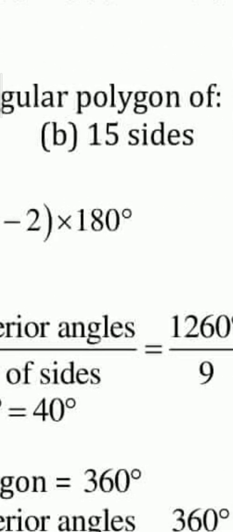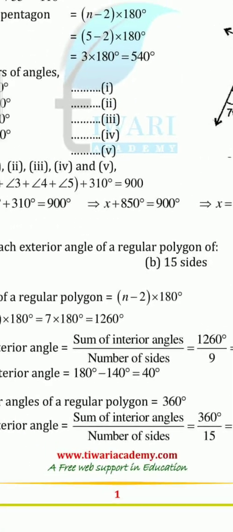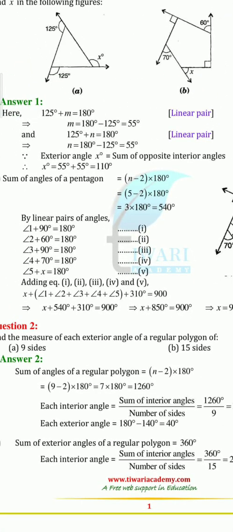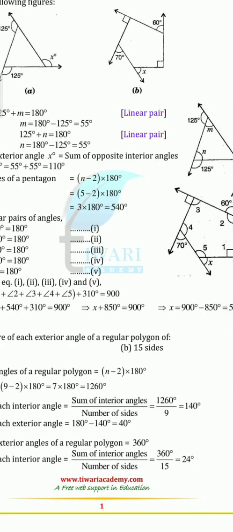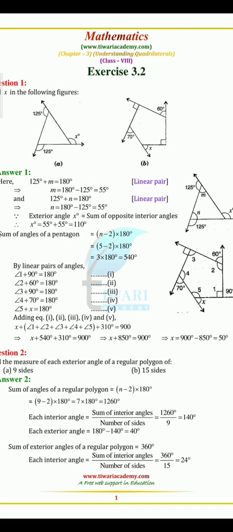Same way you apply for 15 sides. What will you do, kids? 15 sides means what will you do? Come on, tell me. 15 minus 2 multiplied by 180. That is 13 into 180. So 13 multiplied by 180. What answer will you get, kids? Divide that by 15. That is the measurement of each angle. Clear? So try out these sums. Next we'll continue in the next session.